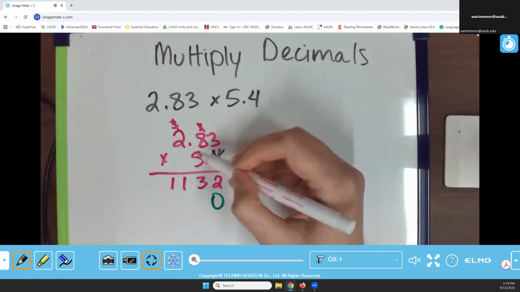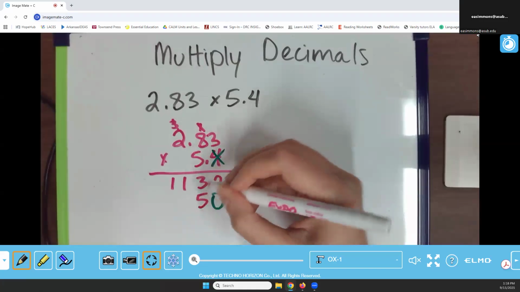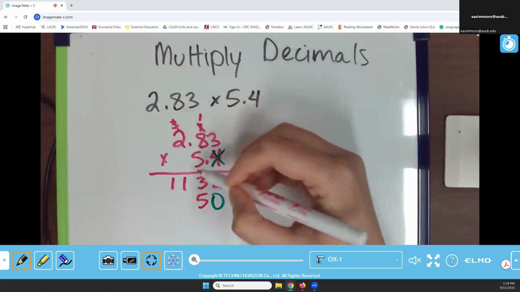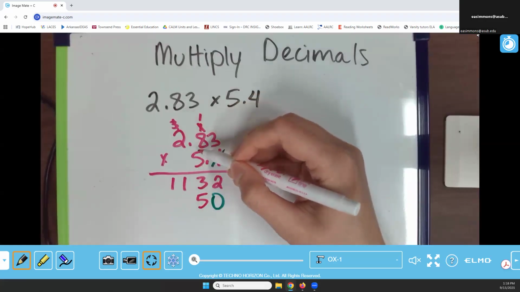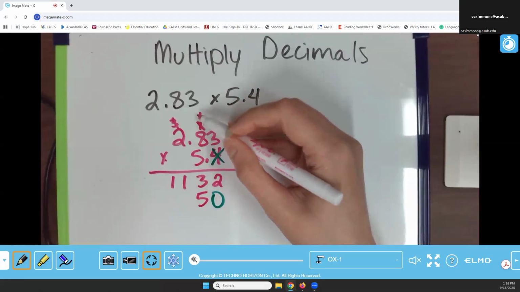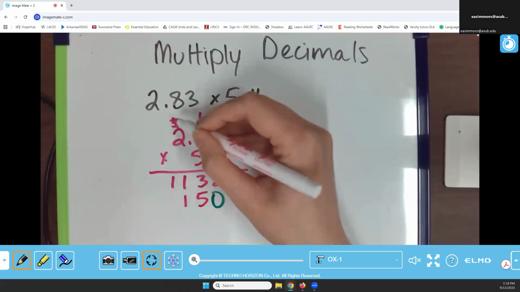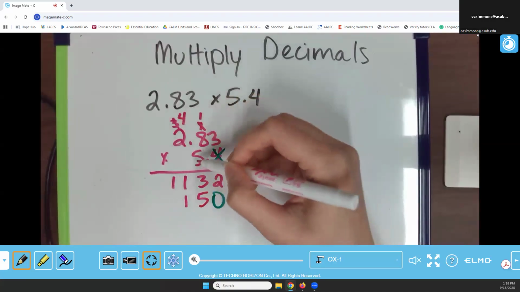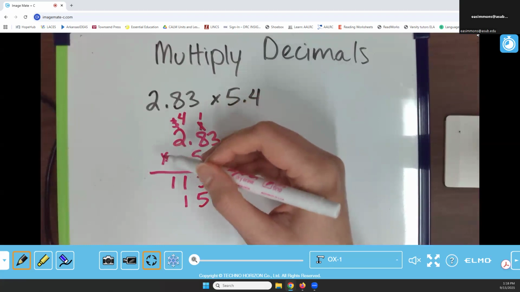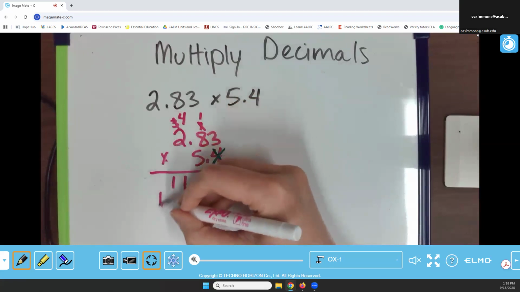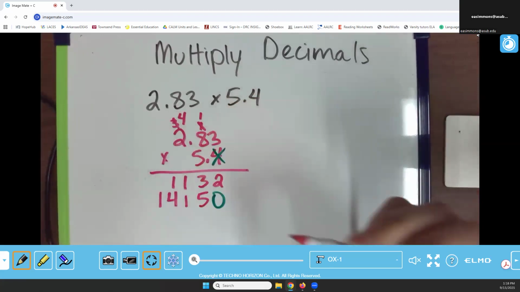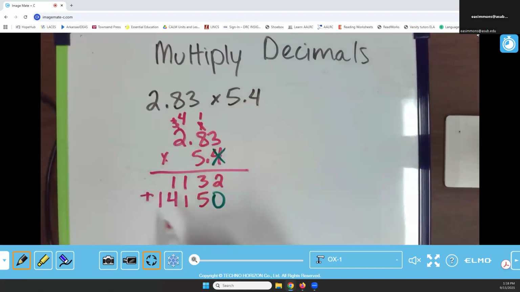Now I'll multiply 5 times 3 for 15 and carry my 1. 5 times 8 for 40 and add my 1 to that for 41. And lastly, 5 times 2 for 10 and add my 4 to that for 14. Now I can add the two numbers I got.